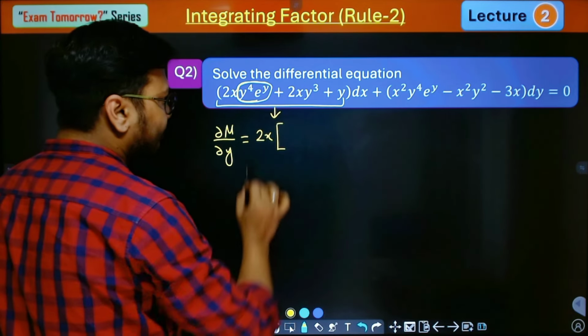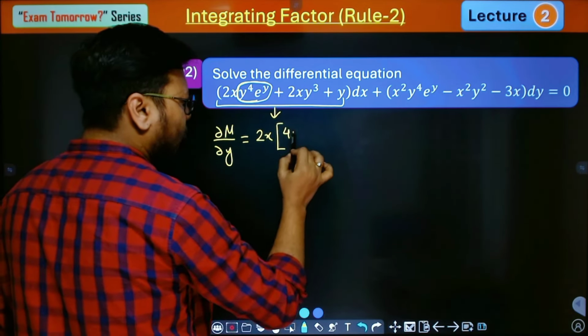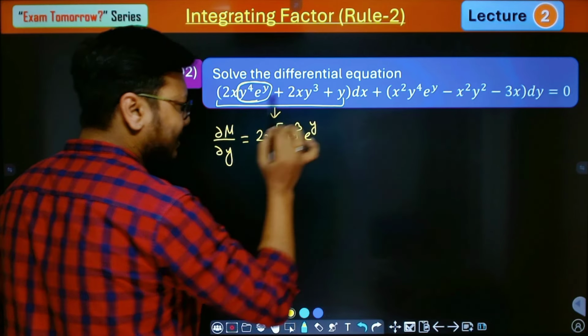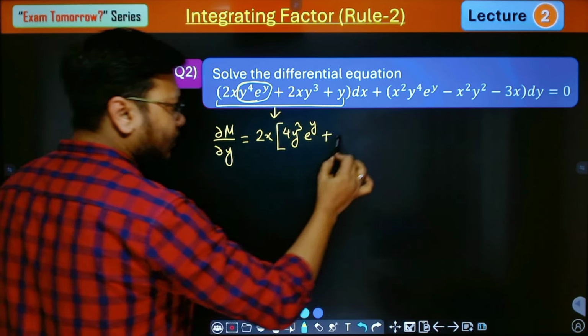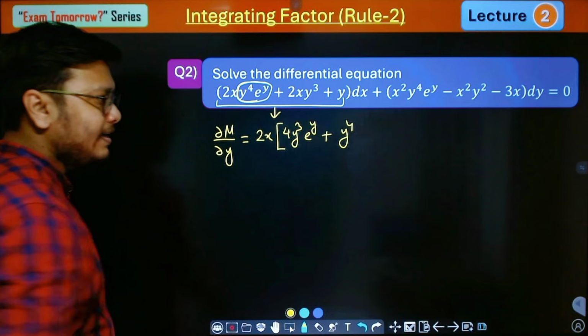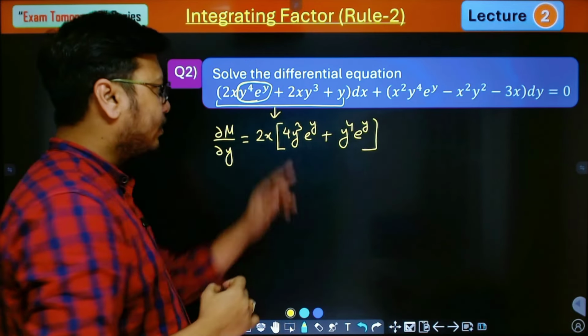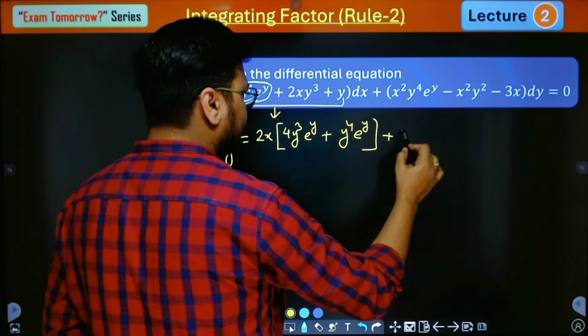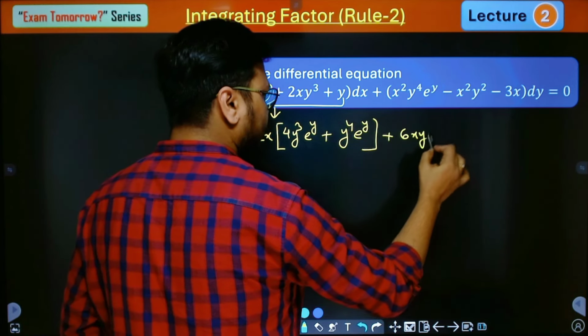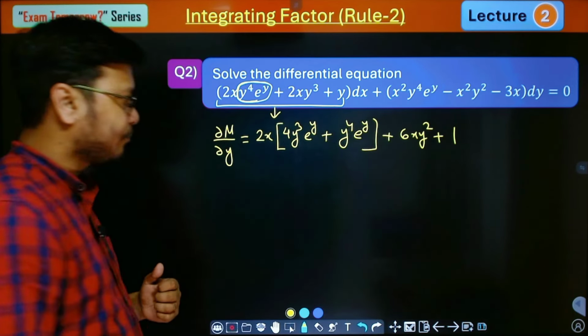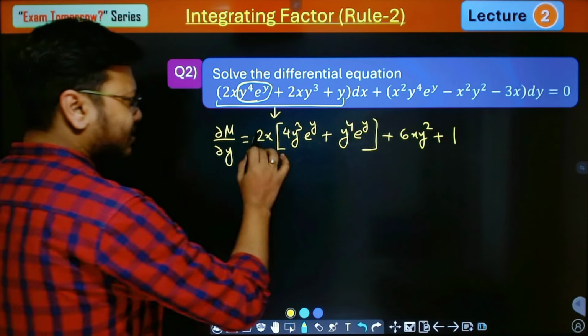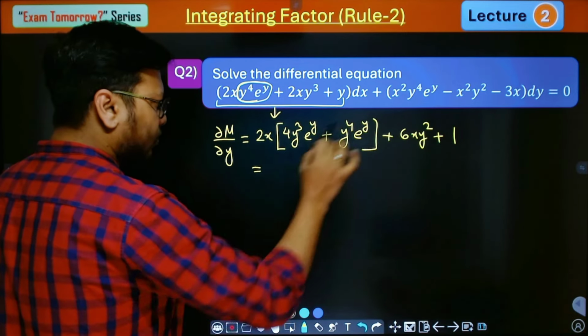So first I'm doing the derivative for y to the power 4, that would be 4y cube, and e to the power y stays, plus y to the power 4 remains as it is. Derivative of e to the power y would be e to the power y, okay. Going to the second term, so that's going to be 6xy square, and lastly 1, right? So I'll just multiply this. I don't want to keep it this way.